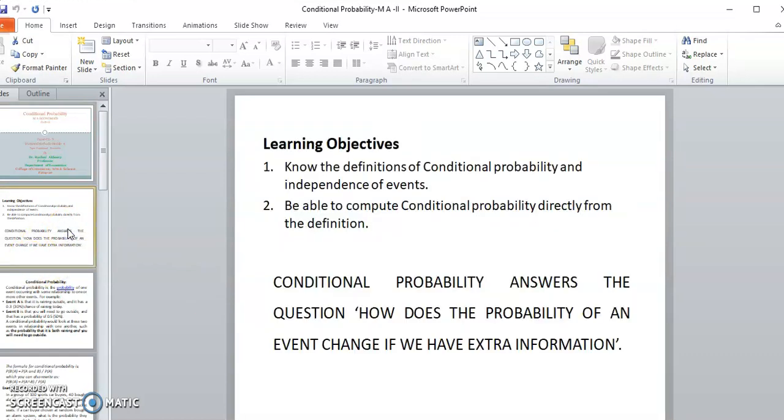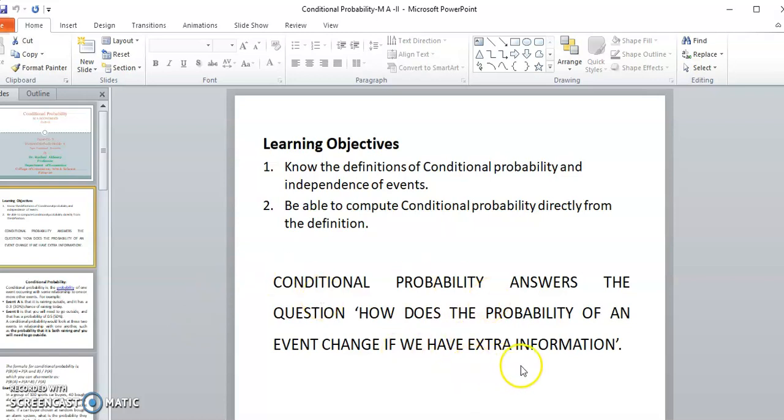First we will see what the learning objectives of the conditional probability chapter are. We will know the definitions, and we will also learn the difference between independence of events and dependence of events. We will be able to compute conditional probability directly from the definition.